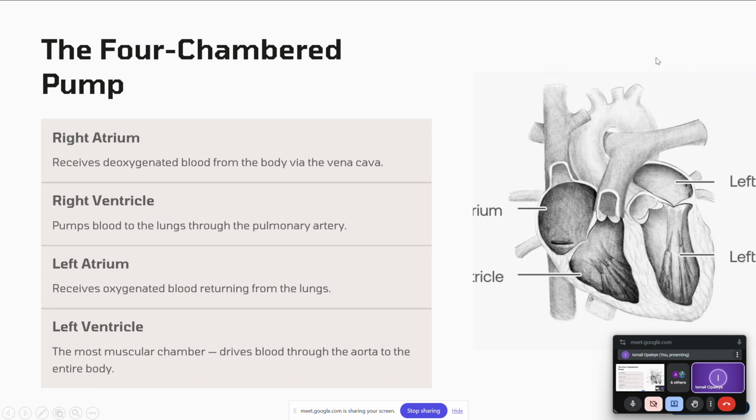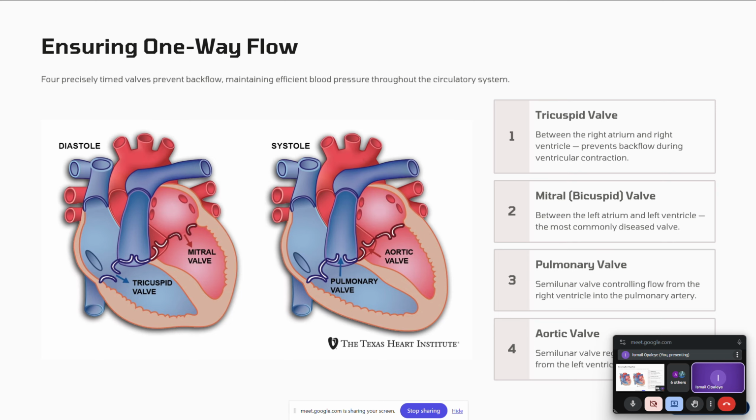We are still going to look into the function of the heart properly. You can see I said the left ventricle is the most muscular chamber, drives blood through the aorta to the entire body. I hope we get this page. Yes, sir. Okay, few minutes please.